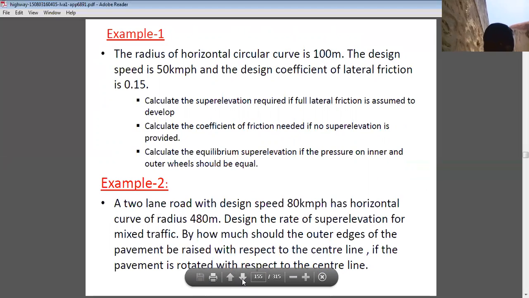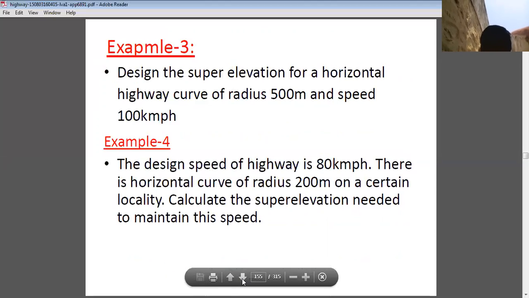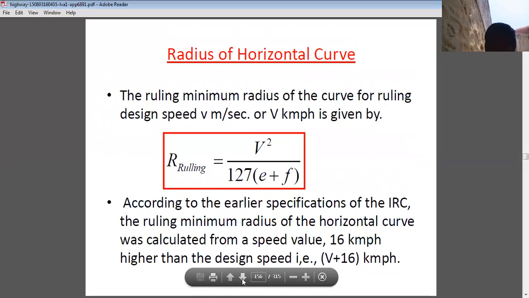Some examples are given. Example 1: the radius of a horizontal curve is 100 meters, the design speed is 50 kmph, and the design coefficient of lateral friction is 0.15. Calculate the superelevation. As usual, the formula is e plus f equals V square by 225 R. These are very easy problems. You can calculate easily.